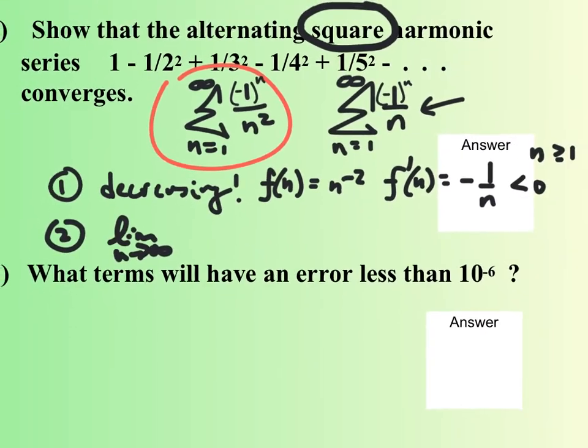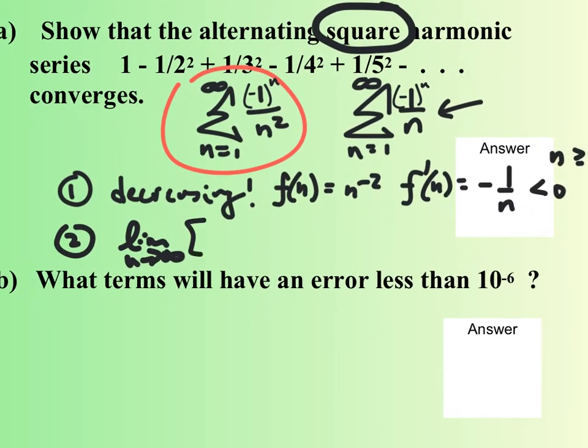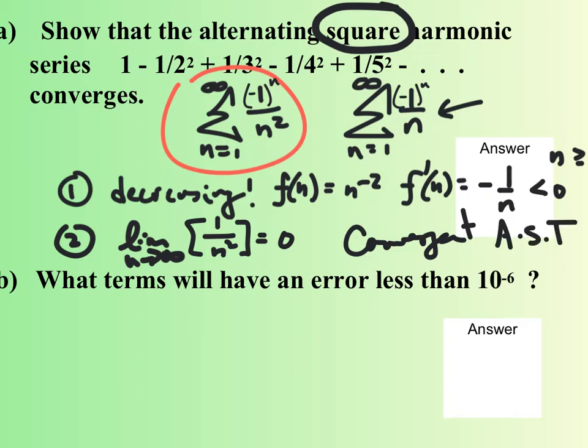I need to take the limit of u of n. Well, u of n would just be 1 over n squared, and the limit of that clearly is 0. Therefore, this would be convergent by the alternating series test. That's all you have to do, you guys. Sometimes it's a little bit more complicated, depending on the series that's given. But in this case, boy, just free chicken.